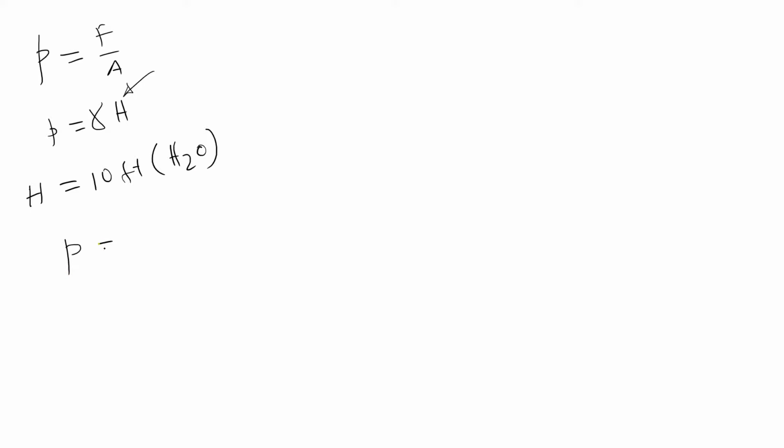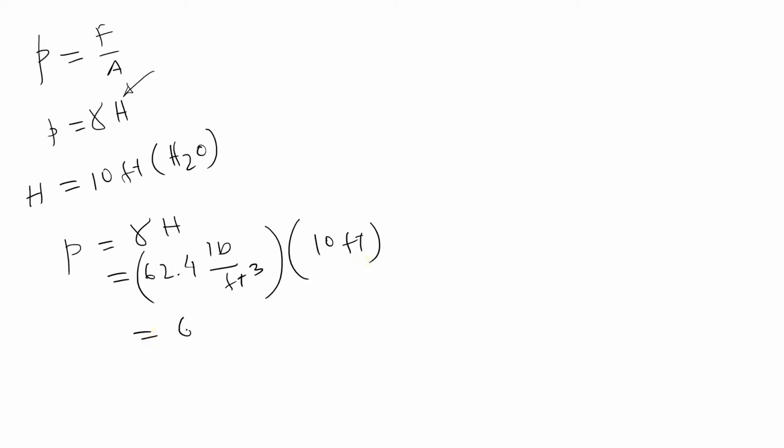Simply you plug these 10 feet into the gamma H equation. Water gamma is 62.4 pound per feet cube, and then H is 10 feet given here. So this is 624 pound per feet square. One of the feet will cancel, feet square will be left.